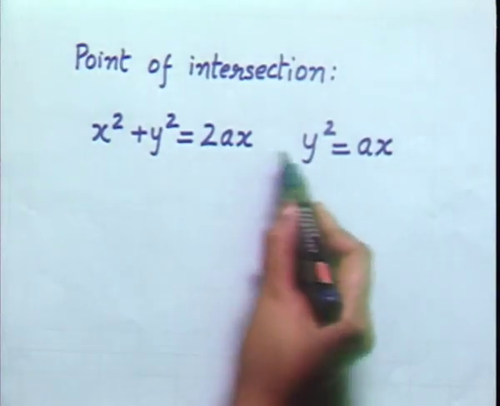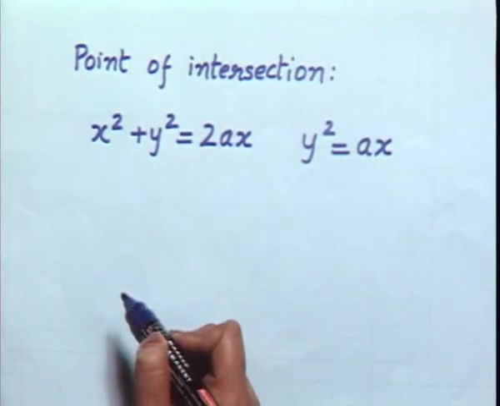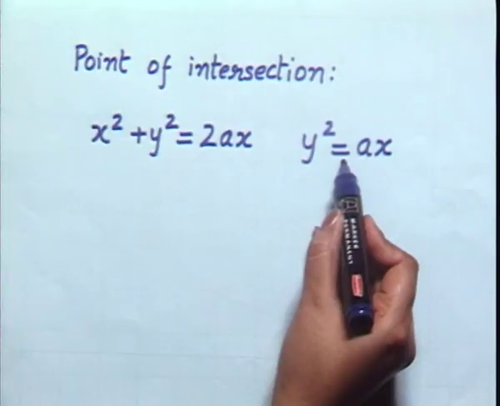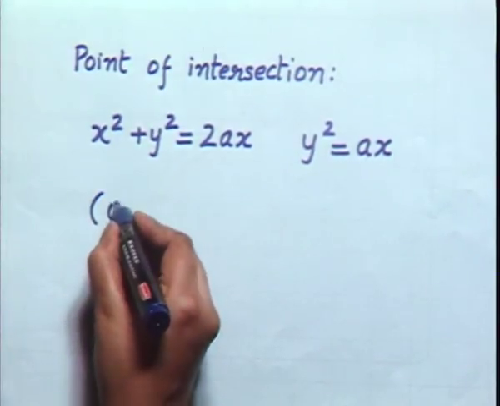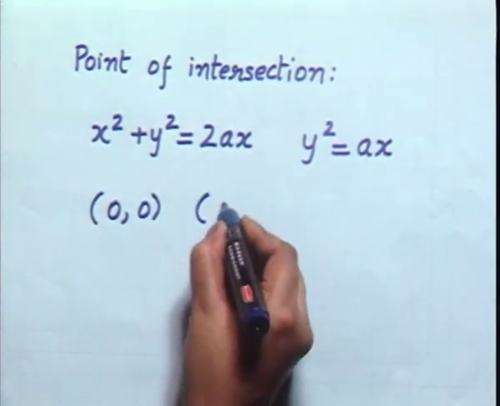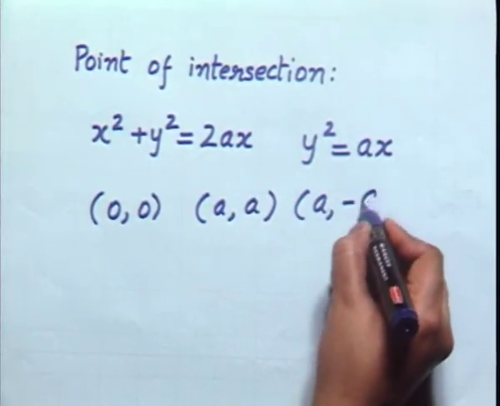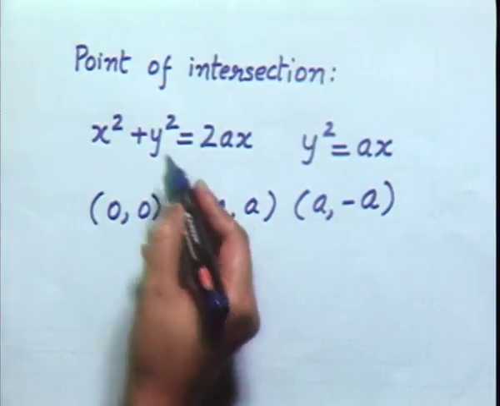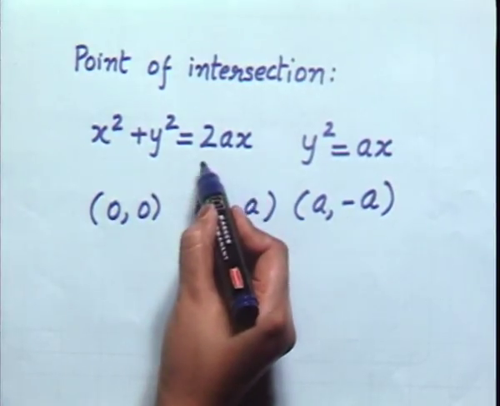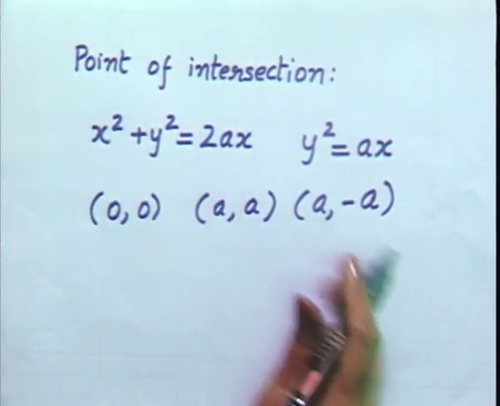So, the first thing still remains to find the point of intersections, and here just take the equations instead of inequations. Solving them simultaneously, you can show that the points of intersection come out as (0, 0) and (a, a), (a, -a). Also keeping in mind that this here is a circle with the center (a, 0) and the radius a. It passes through the origin also.